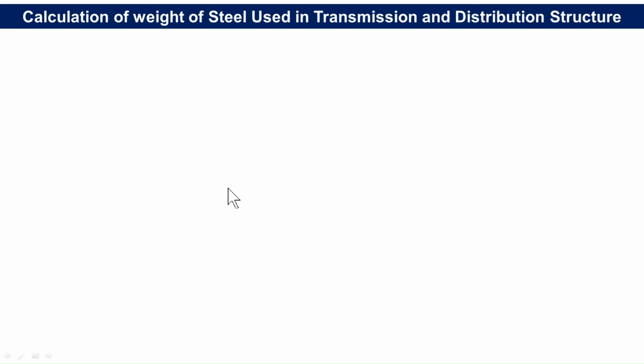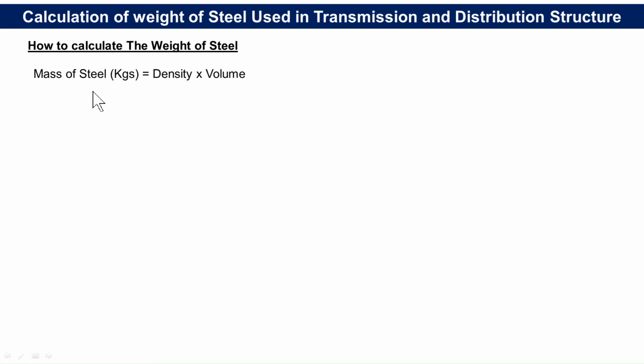Now, the clamps are made up of GI steel. Similarly, the towers of a transmission line are made up of steel. How can you calculate the weight of the steel? Now we will see how to calculate the weight of steel.